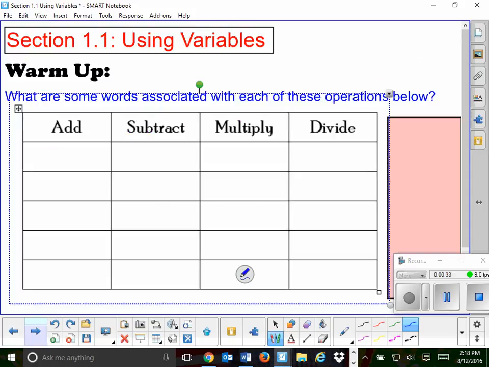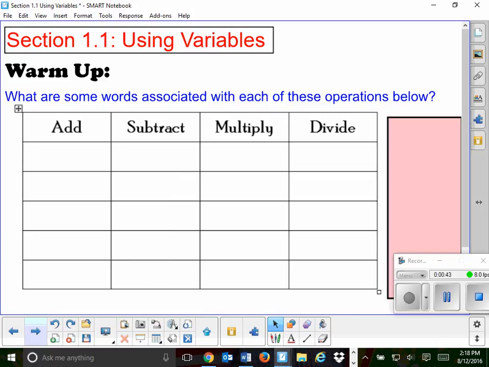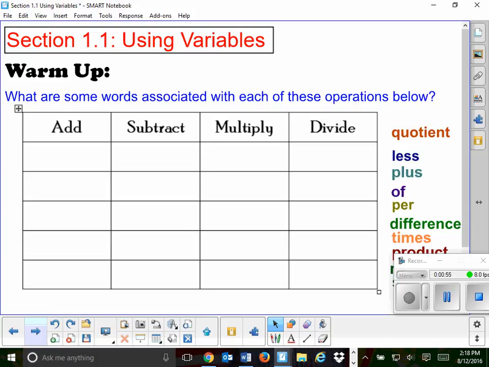So here we go. What I'd love for you to do right now is to pause the video, and I want you to fill in words that are associated with each of these properties below. So think about some words that go with add, subtract, multiply, and divide. So pause this, fill it out, and then turn it back on. All right, now we should be ready to go.